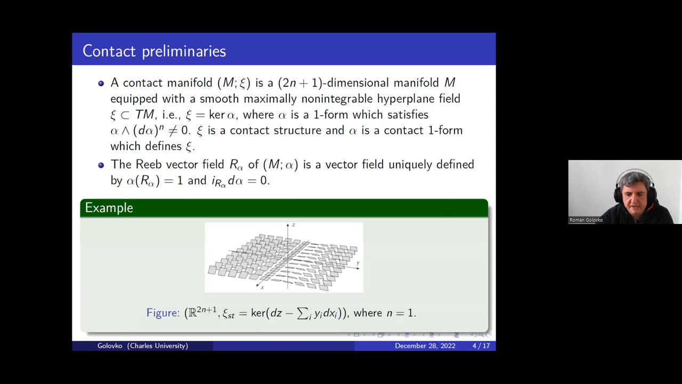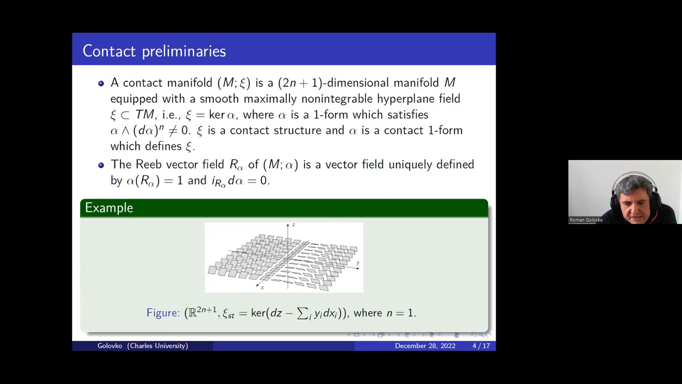So what is the basic example? The basic example: we consider a standard Euclidean vector space, R to the 2n plus 1. And there we consider standard coordinates, namely x_1, y_1, ..., x_n, y_n, and z. And we take the one-form, which is basically dz minus the sum of y_i dx_i. So this is a one differential form, and we consider the kernel of this one-form. If you take, let's say, n equals one, then you can see this distribution of planes that appear on the picture. So basically, you can see this type of nice distribution.